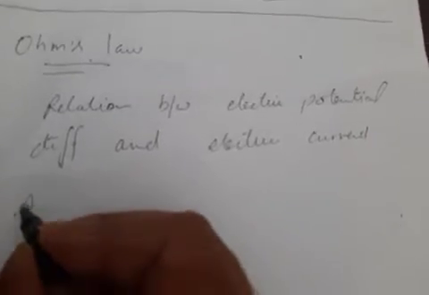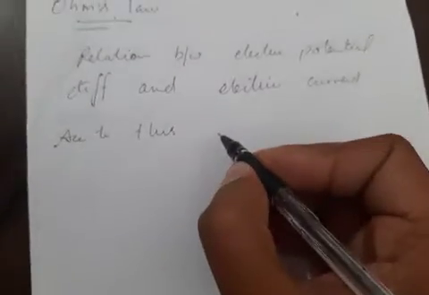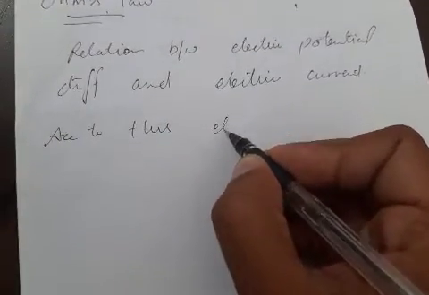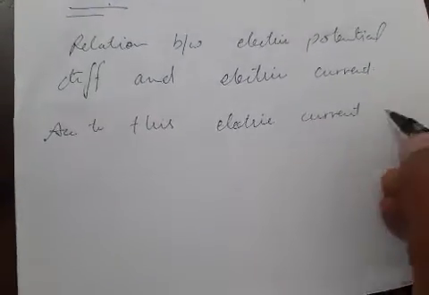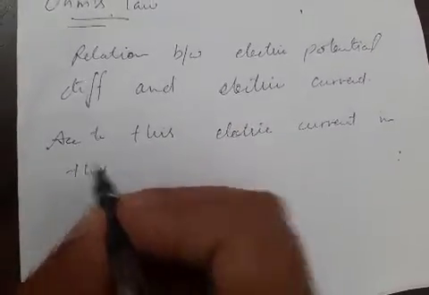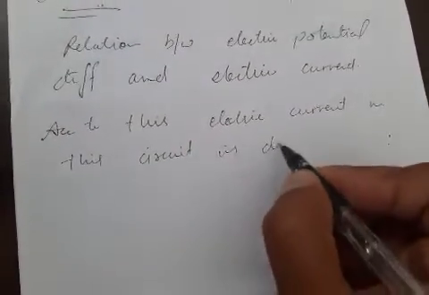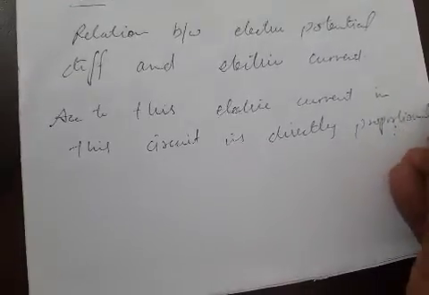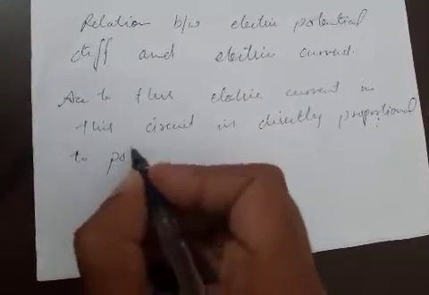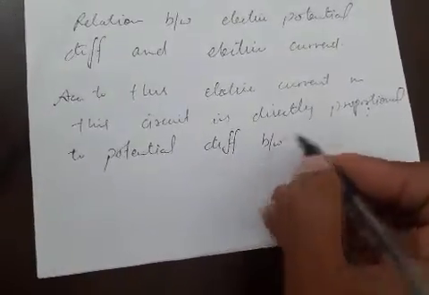According to this, electric current in the circuit is directly proportional to potential difference between 2 points.